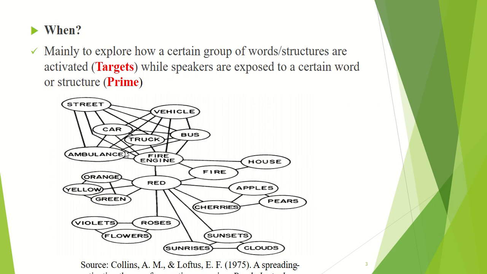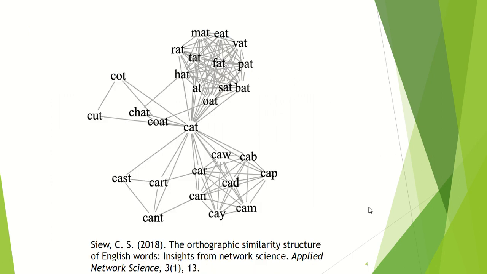So we usually call the words which you are exposed to prime words. Prime words are the words that you see or hear, and the words which are activated in the brain are usually called target words. So you should know this terminology when we use prime words and target words. Okay, but this is not the only case.